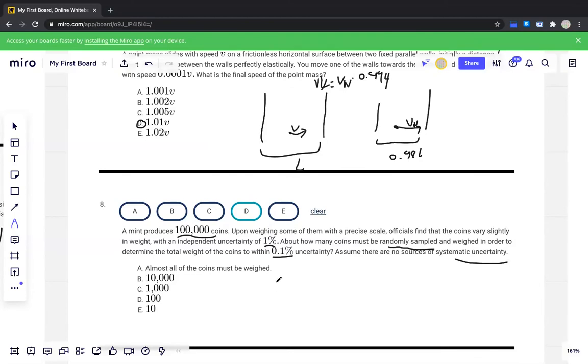So for this problem, we can just use the sum of error formula, which says that the total error, sigma n, is equal to the square root of sigma 1 squared plus sigma 2 squared plus sigma 3 squared dot dot dot, where sigma 1, sigma 2, and sigma 3 are the uncertainties. So let's say that each coin has a mass m. Then the uncertainty in the masses is going to be 1% of m, which is 0.01 times m. So now this means that each of these sigmas must be 0.01 m.